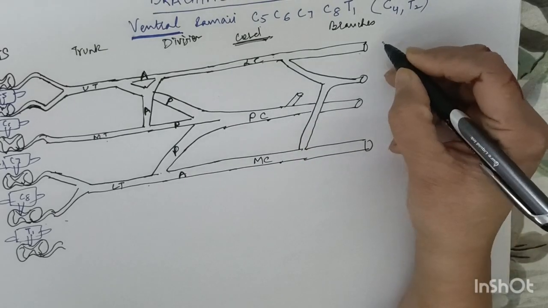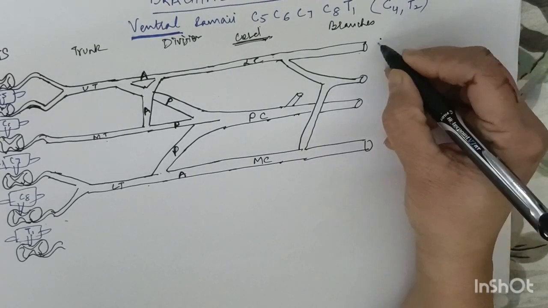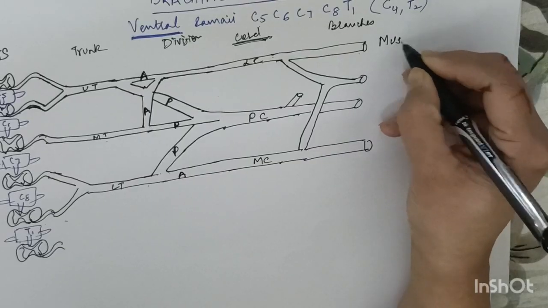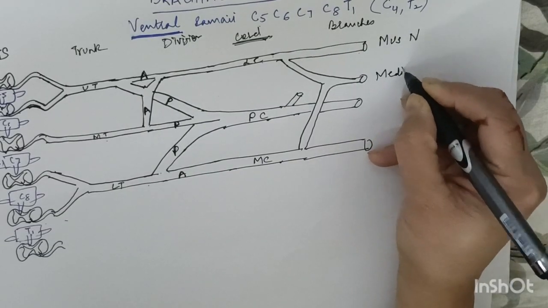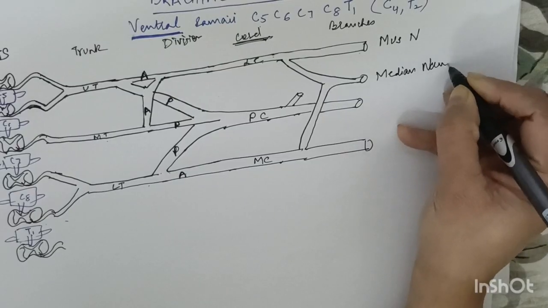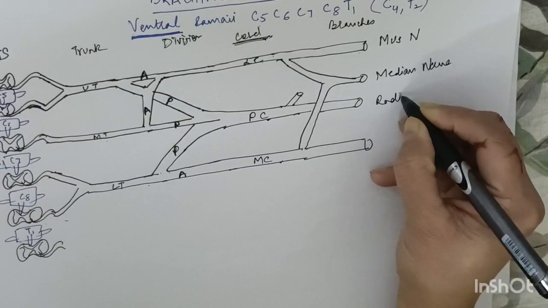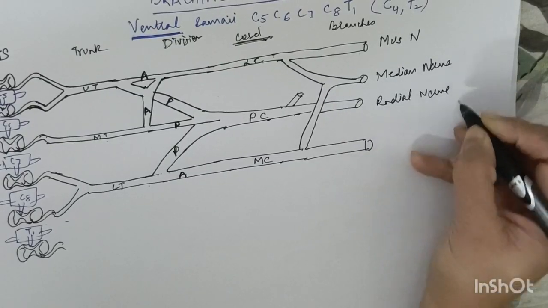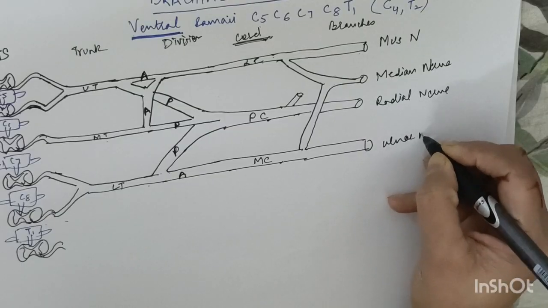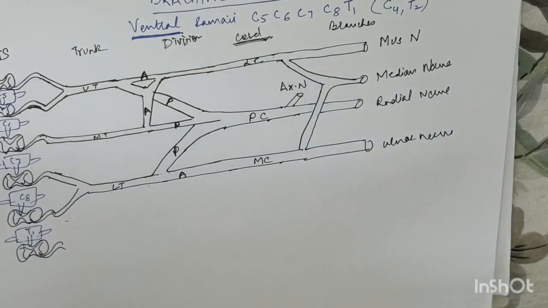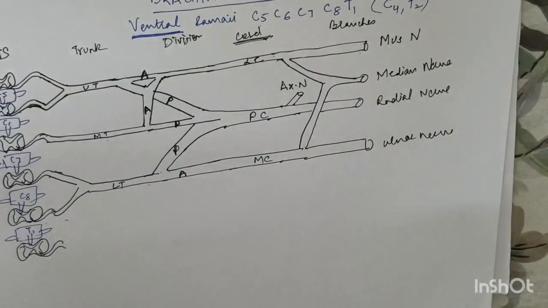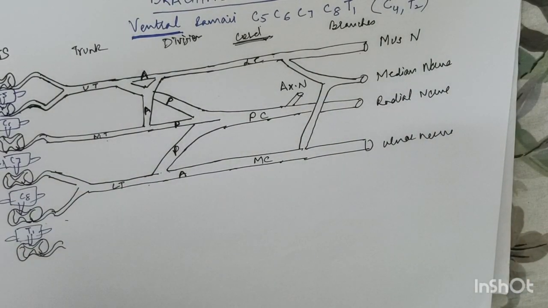Fine. So this was for the musculocutaneous nerve. This was your median nerve. This was your radial nerve, ulnar nerve, and axillary nerve. Fine. This was, in brief, our brachial plexus.